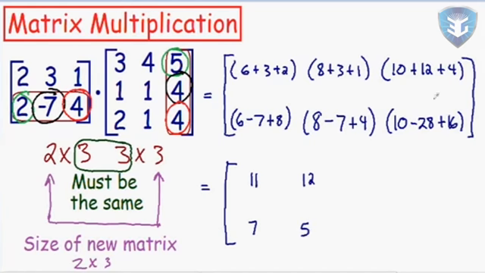And in the top right, we have 10 plus 12, which is 22. 22 plus 4 is equal to 26. And in the bottom right, we have 10 minus 28, which is negative 18. Negative 18 plus 16 is equal to negative 2. And this is our final answer. We have completely multiplied these two matrices together.